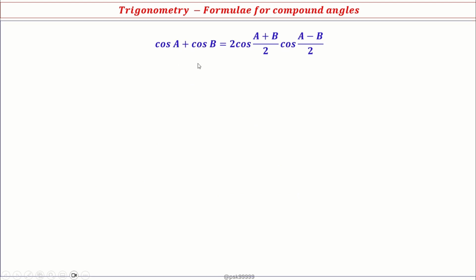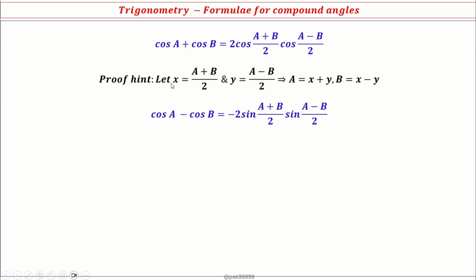And some more formulas. cos A plus cos B equals 2 cos (A plus B)/2 cos (A minus B)/2. How do you do this? I'm giving you a hint. Let's define x such that x equals (A plus B)/2 and y equals (A minus B)/2, which implies A equals x plus y, B equals x minus y. Now I replace with cos(x plus y) and cos(x minus y), and I already gave you the cos(A plus B) and cos(A minus B) formulas. You expand that, substitute, and you will get this value.